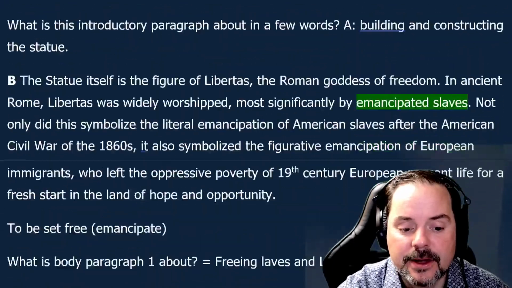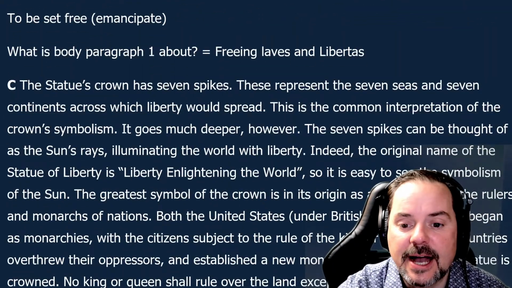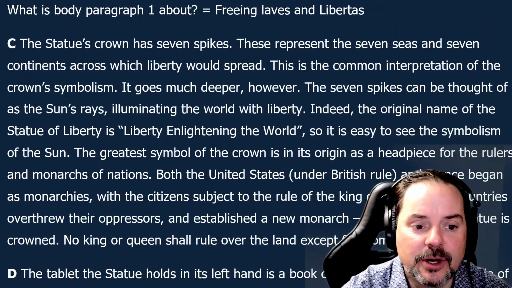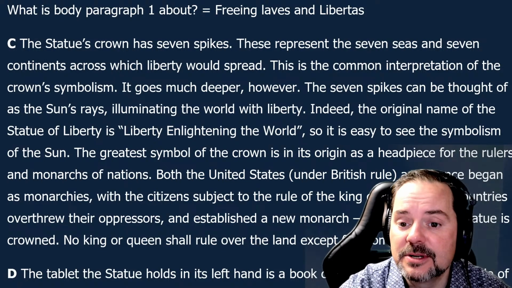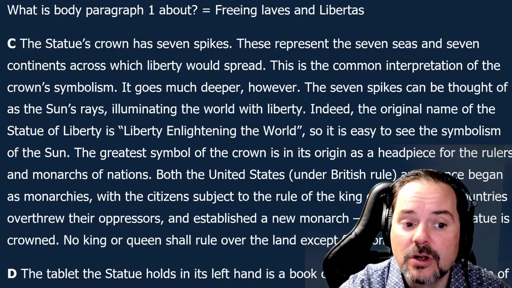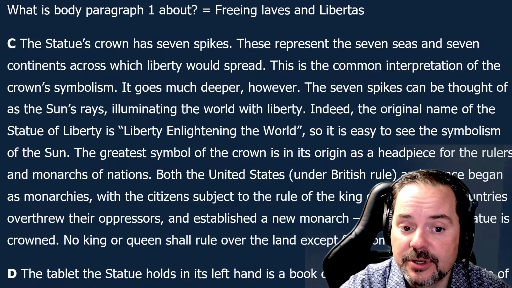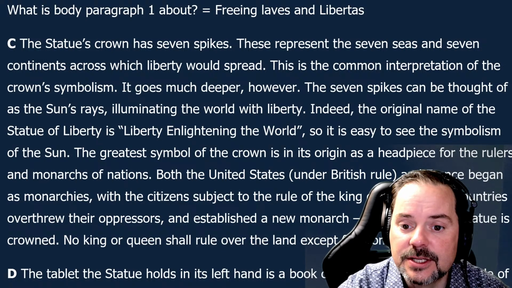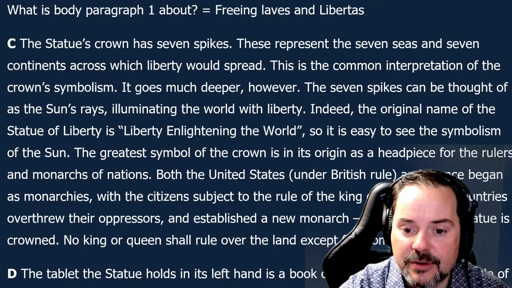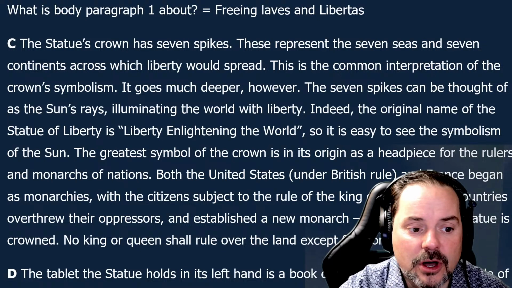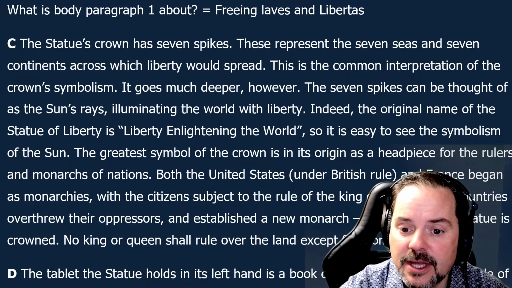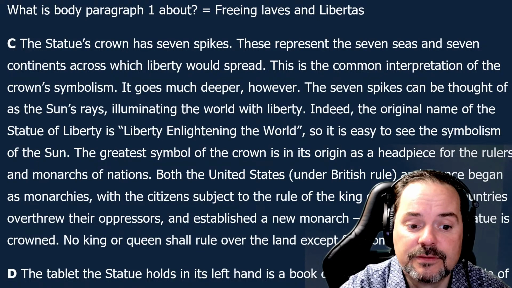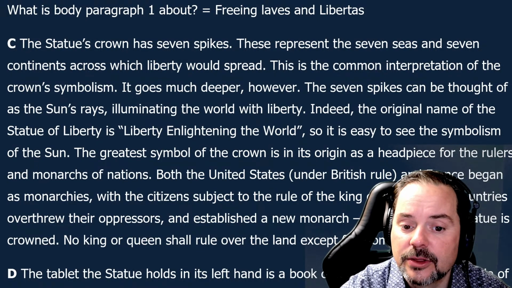All right, C, I'm going to read it. You read it. Okay, here we go. The statue's crown has 7 spikes. These represent the 7 seas and the 7 continents across which liberty would spread. This is the common interpretation of the crown's symbolism. It goes much deeper, however. The 7 spikes can be thought of as the sun's rays, illuminating the world with liberty. Indeed, the original name of the Statue of Liberty is Liberty Enlightening the World.